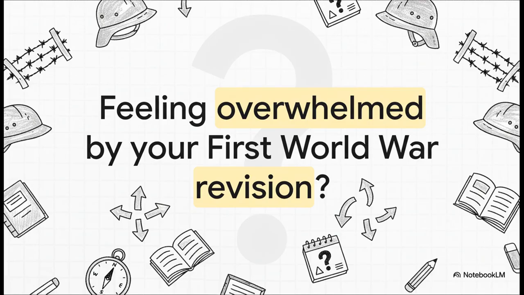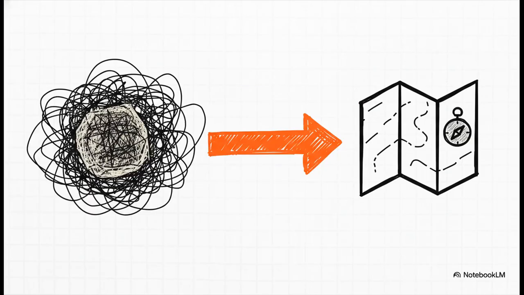Look, I get it. It's a huge topic, right? There are so many dates, so many names, and these really complex causes. It's so easy to feel a bit lost in the trenches of revision. But honestly, don't worry. That is exactly why we're here today. Our goal is super simple, to take all that confusion and turn it into a clear, straightforward plan. We're going to use the official AQA specification as our guide, breaking it down so you know exactly what to focus on, why it all matters, and how the examiners are actually going to test you on it. This is your map to success.